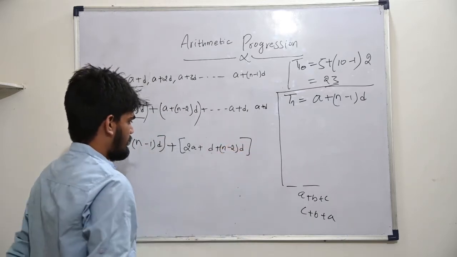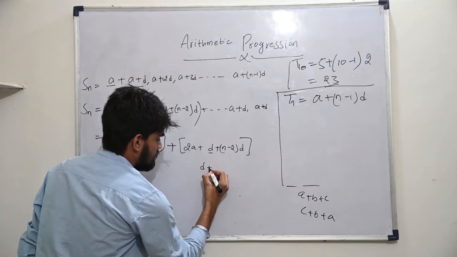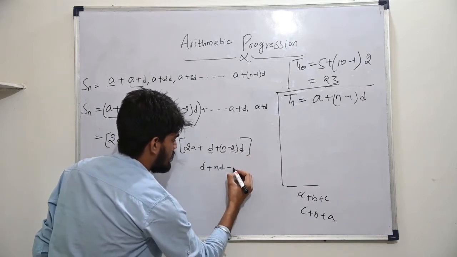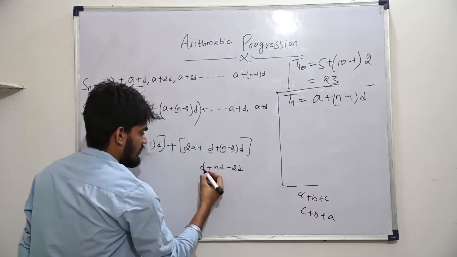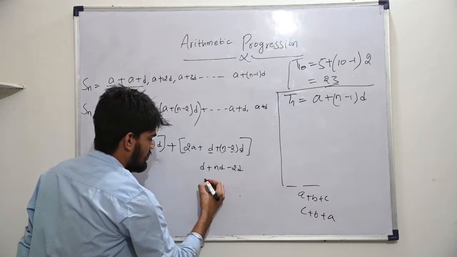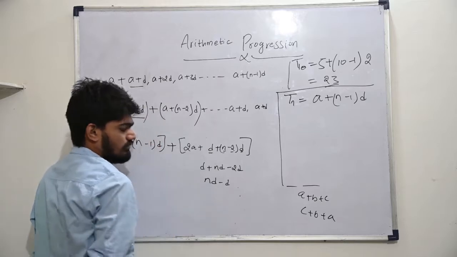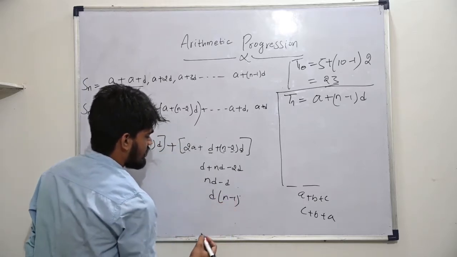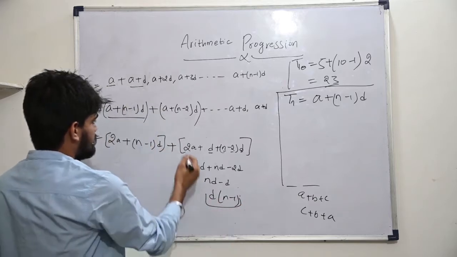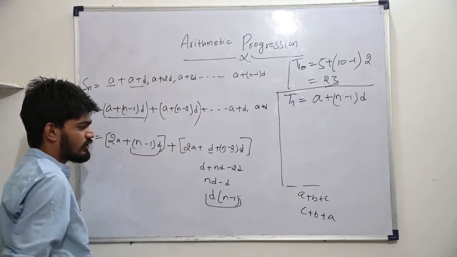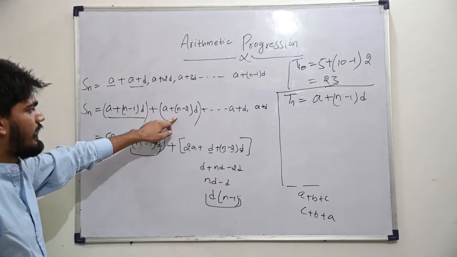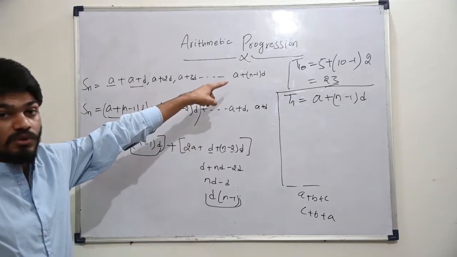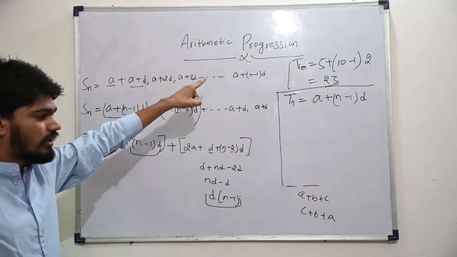Alright, if I solve it, d plus and d minus 2d, d minus 2d becomes minus d. Now I can take d common, it becomes n minus 1, which is the same, n minus 1 d. So the same way I will get the same sum. How many times? N times, because I have n number of terms here.